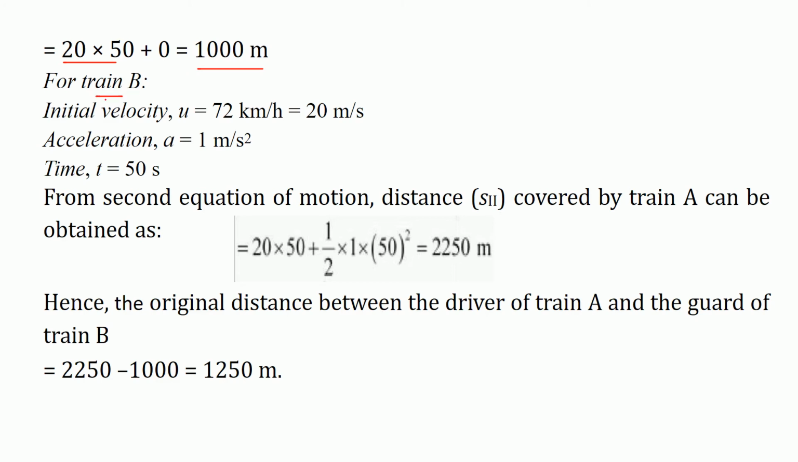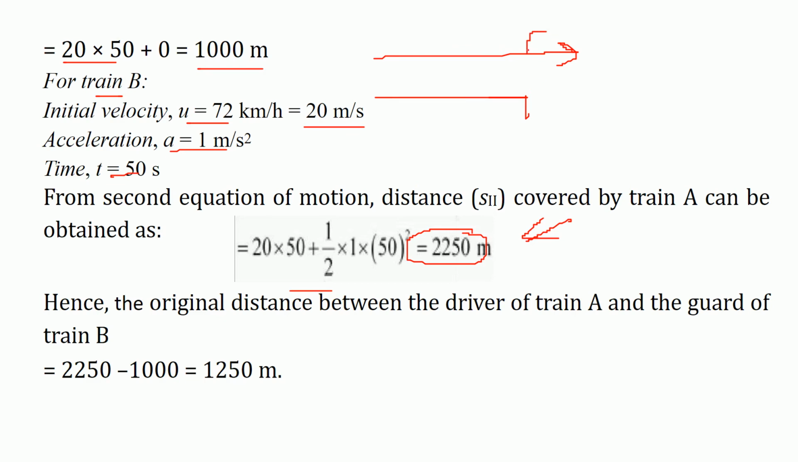But when we are talking about train B, again the speed is same, 72 km an hour. So this will be 20 meter per second. But this train is having an acceleration of 1, and time is again same as the previous one, 50 seconds. So we'll apply the second equation of motion, S equal to ut plus half a t square. We will apply this, and we see that it is 2250. Now 2250 B has moved, 1000 A has moved. So how far this is ahead, or you can say what was the initial distance? Just subtract these two, you get 1250.